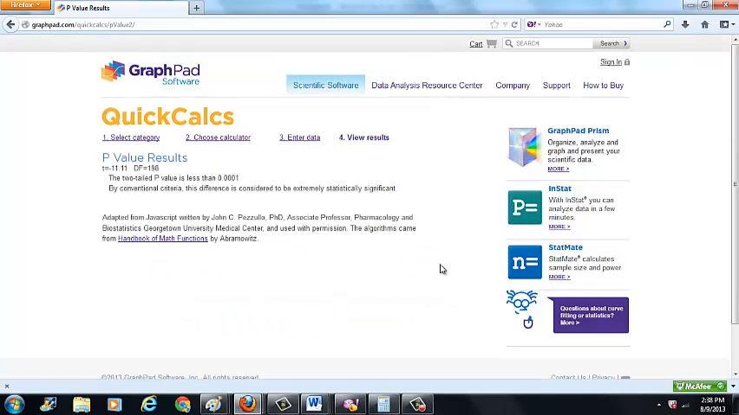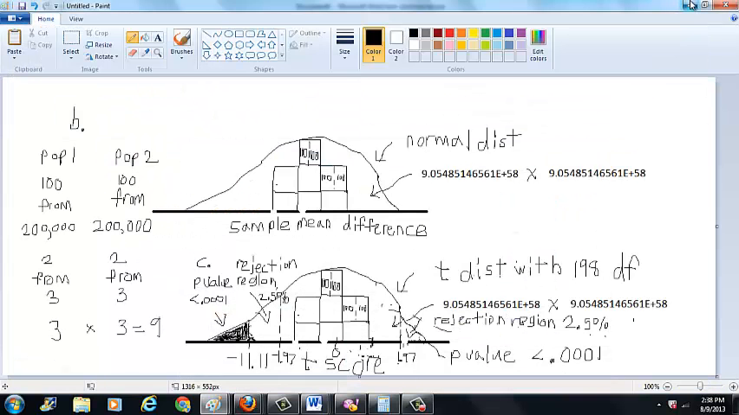And it comes out to 0.0001, less than 0.0001. Since we have a two-tailed test, our p-value is at both ends of the curve, meaning our p-value is the area at negative 11.11 and to the left, and also the area at positive 11.11 and to the right. We have to include the area in the opposite tail too.